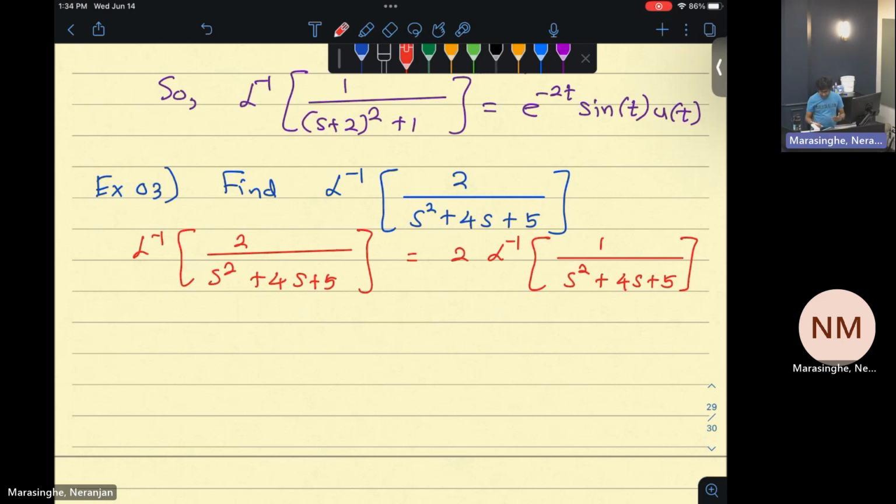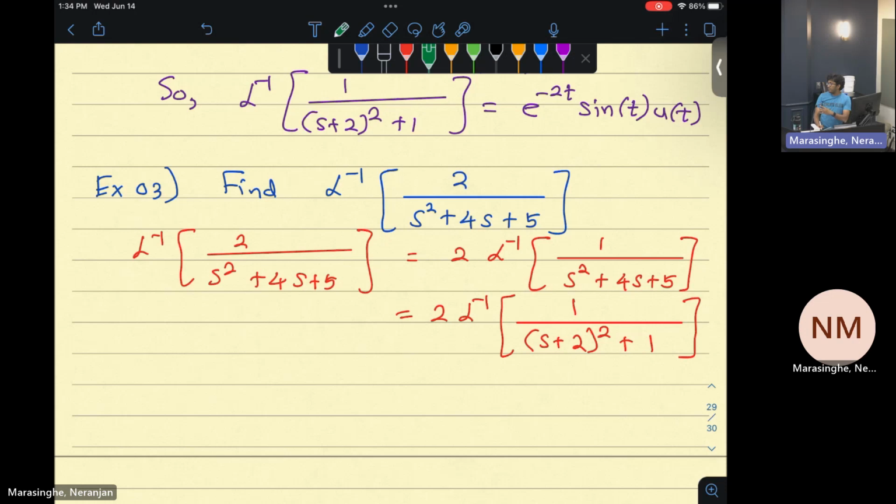So what is s square plus 4s plus 5? I'm going to apply the completing square method. You can write s square plus 4s plus 5 as (s plus 2) to the power 2 plus 5 minus 4, that is 1. Now again, you can see that s has been replaced by s plus 2. So let's connect the idea of the first translation theorem.